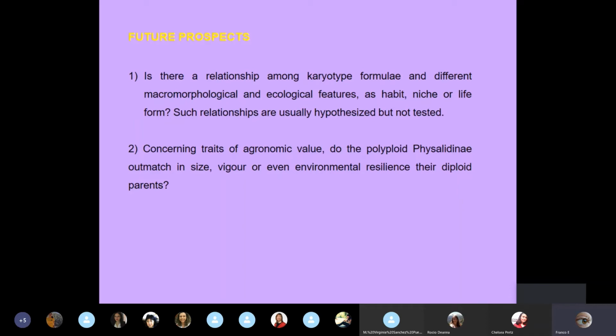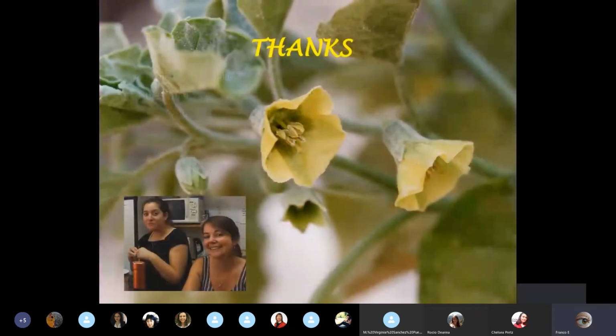Another question concerns traits of agronomic value. Do the polyploid Physalidae outmatch in size, vigor, or even environmental resilience their diploid parents? As you know, the most important crops worldwide are polyploids, so it would be useful to address this question for the ongoing improvement programs on ground cherries and golden berries. And this is it. Thank you very much for your attention.